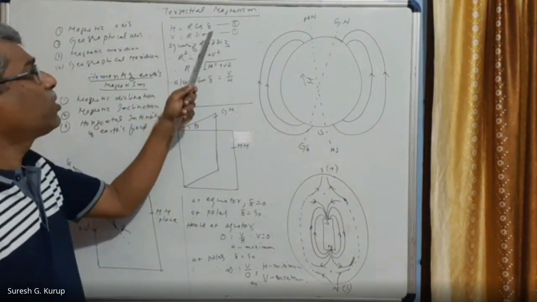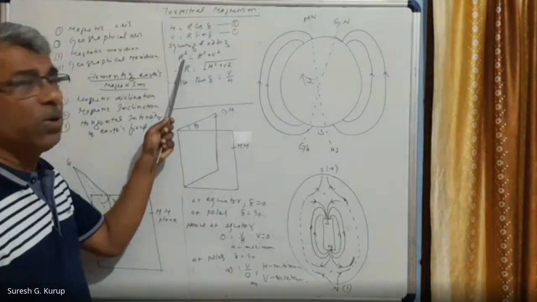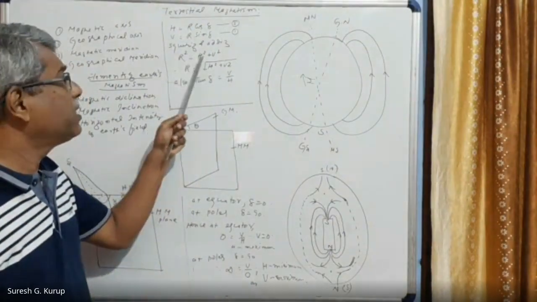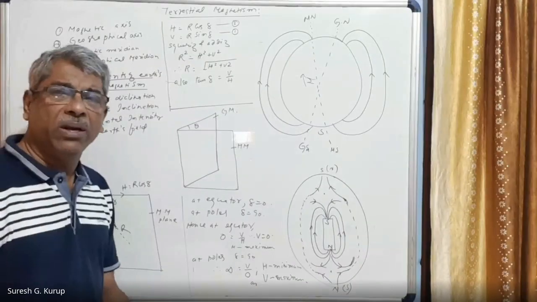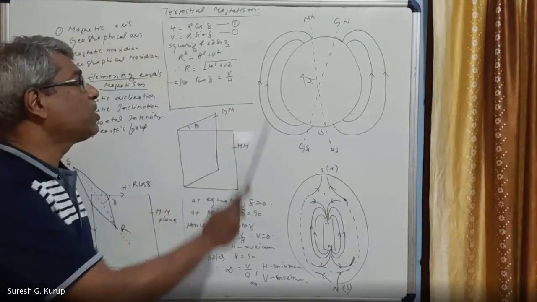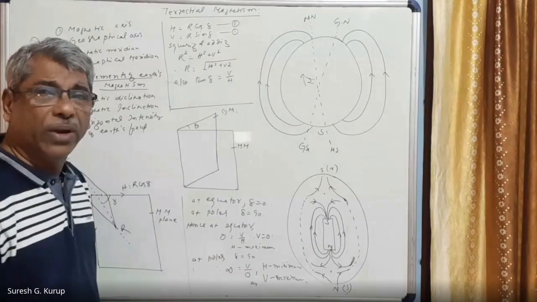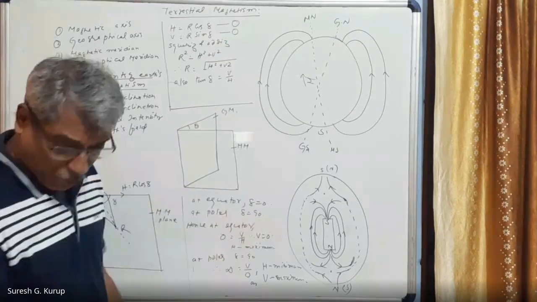That is, R square into sin square delta plus cos square delta, which is equal to 1. That means R square into 1 is equal to H square plus V square. The value of the resultant magnetic field at the place can be calculated. R is equal to the square root of H square plus V square. Also, we can get the angle from equation 2 divided by equation 1. This is equation 2.